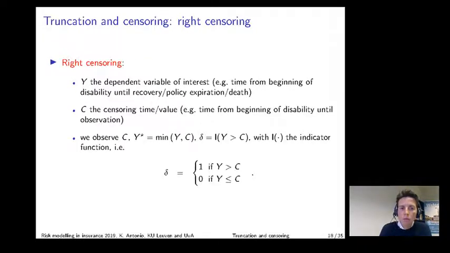And what you will then observe is the minimum of Y, the complete observation, and C. And you will be able to register with an indicator variable delta whether the observation is right censored or not. So if the observation is not censored, Y and C are equal. The indicator delta is 1 if the observation is right censored, and it is 0 if it's not.